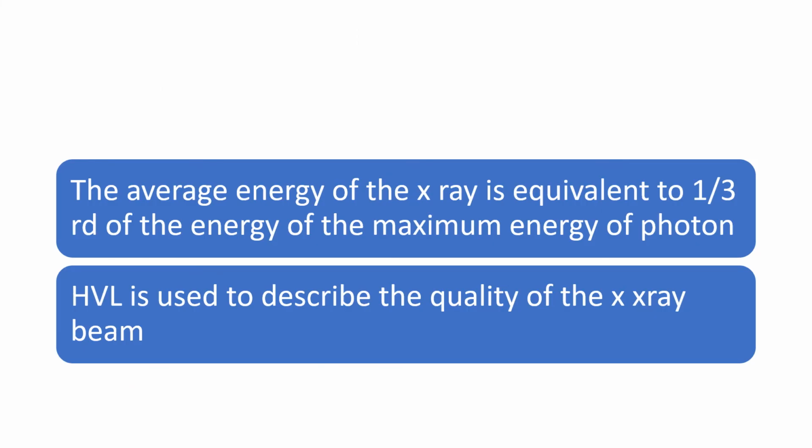Now coming to further info on this topic, the average energy of the X-ray is equal to 1/3 of the maximum energy of the photon. So if you want to know the average energy of the X-ray spectrum, what we have to do is find the maximum energy of the photon in that spectrum and divide it by 3. That's it. Then you'll get the average energy of the X-ray.